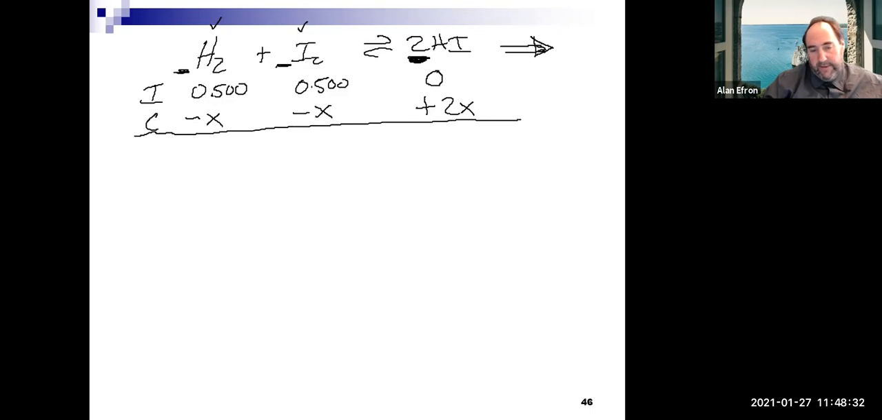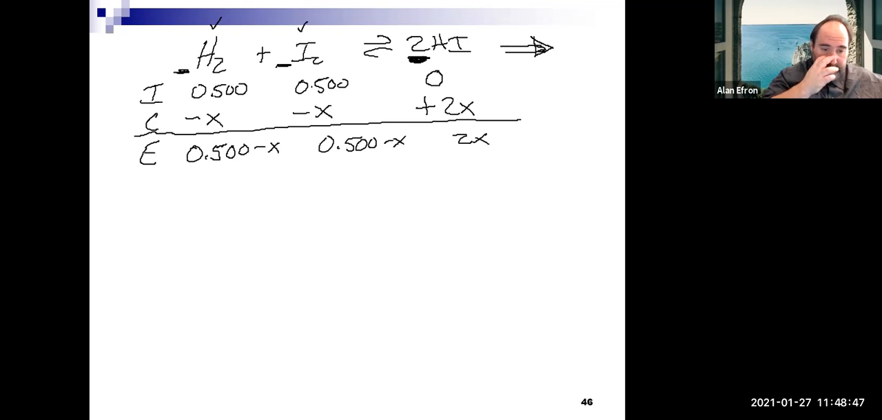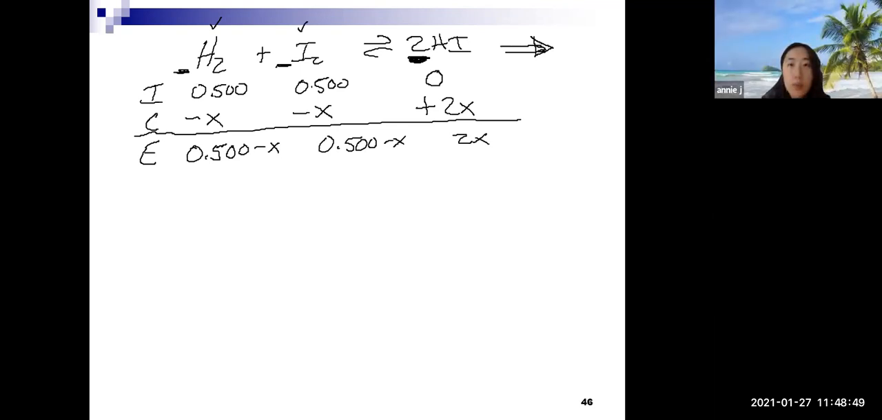So as we talked about last time, we're essentially just going to bring this down. So 0.5 minus x, 0.5 minus x, and 2x. Any questions on how the ICE table looks, how we got any of those numbers or anything like that? What did you say that we are assuming going from left to right?